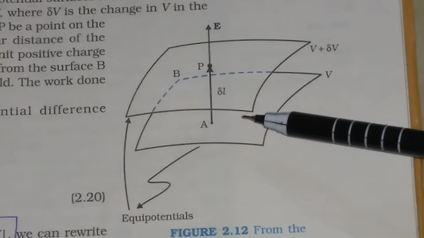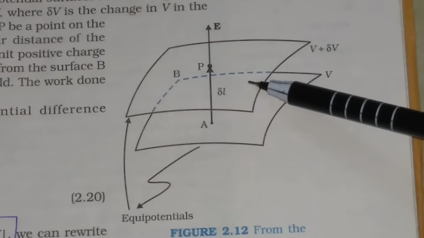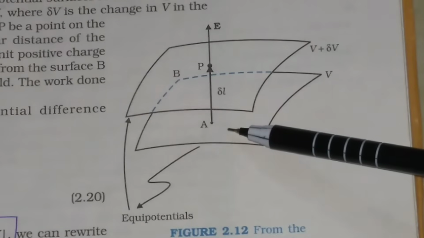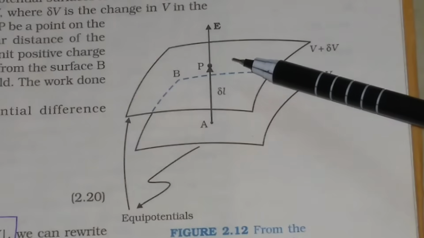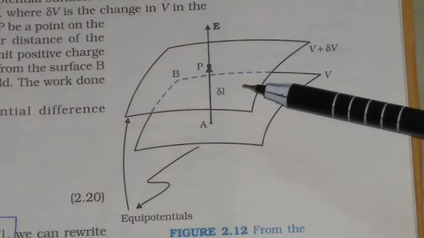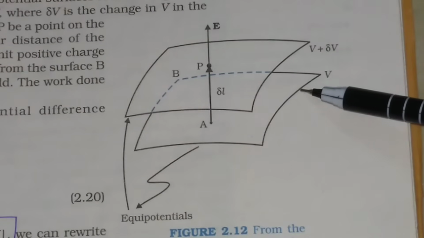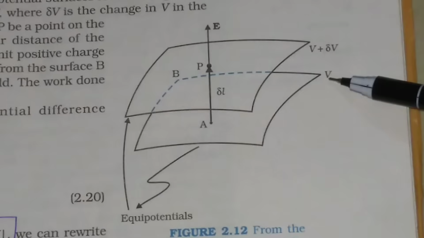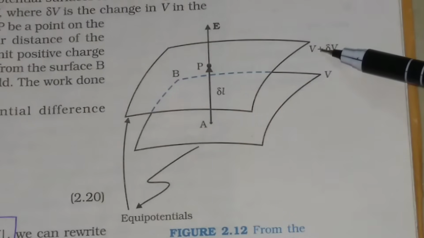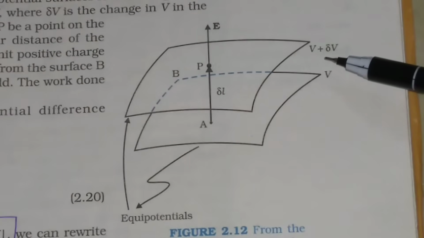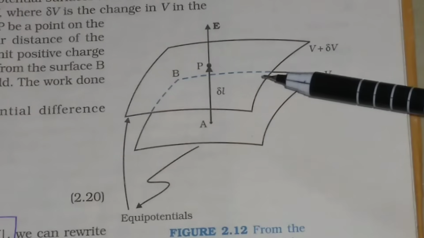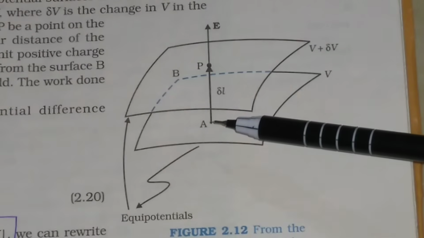So in this figure you see these are two equipotential surfaces. The bottom surface is the equipotential surface A and the top surface is the equipotential surface B. The potential of surface A is equal to V and the potential of surface B is V plus delta V. Here delta V is the change in potential in the direction of the electric field.